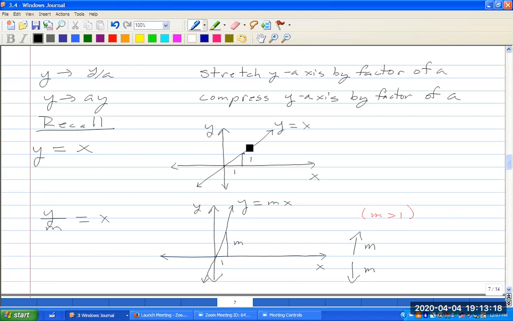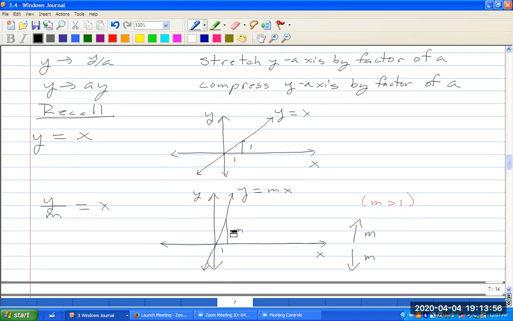Now, suppose I look at the graph of y over m equals x, and suppose m here is greater than 1. It means I'll be stretching my y-axis by a factor of m. So this 1 multiplied by m will be stretched m units. Now if you go 1 in the positive x direction, you'll be going up m units. And if you look at that, well, that's a slope.